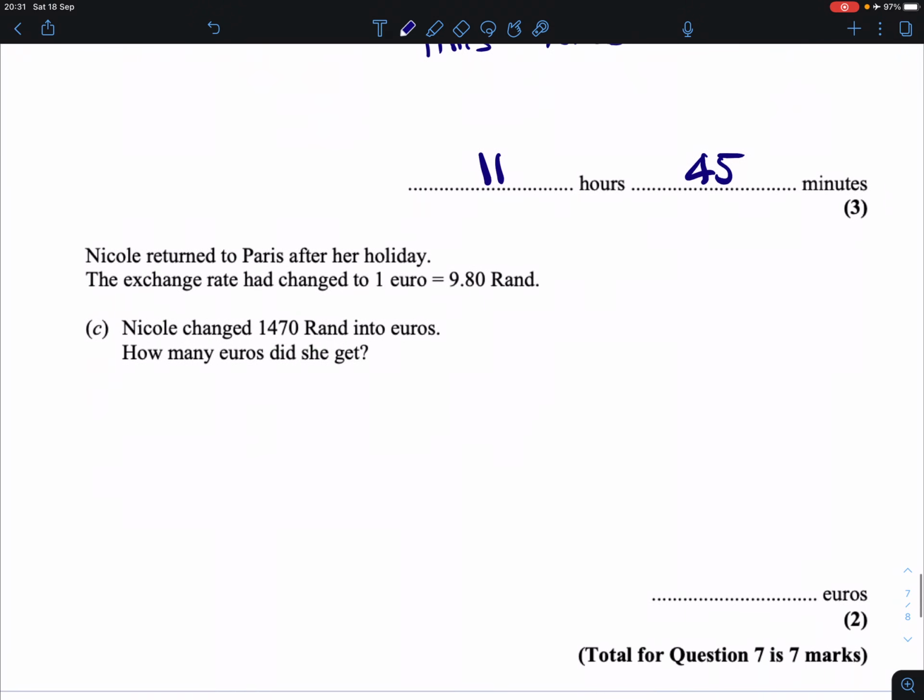Last but not least, Nicole returned to Paris after a holiday. The exchange rate had changed, so it's now €1 equals 9.80 Rand. Nicole changed 1,470 Rand into euros. How many euros did she get?